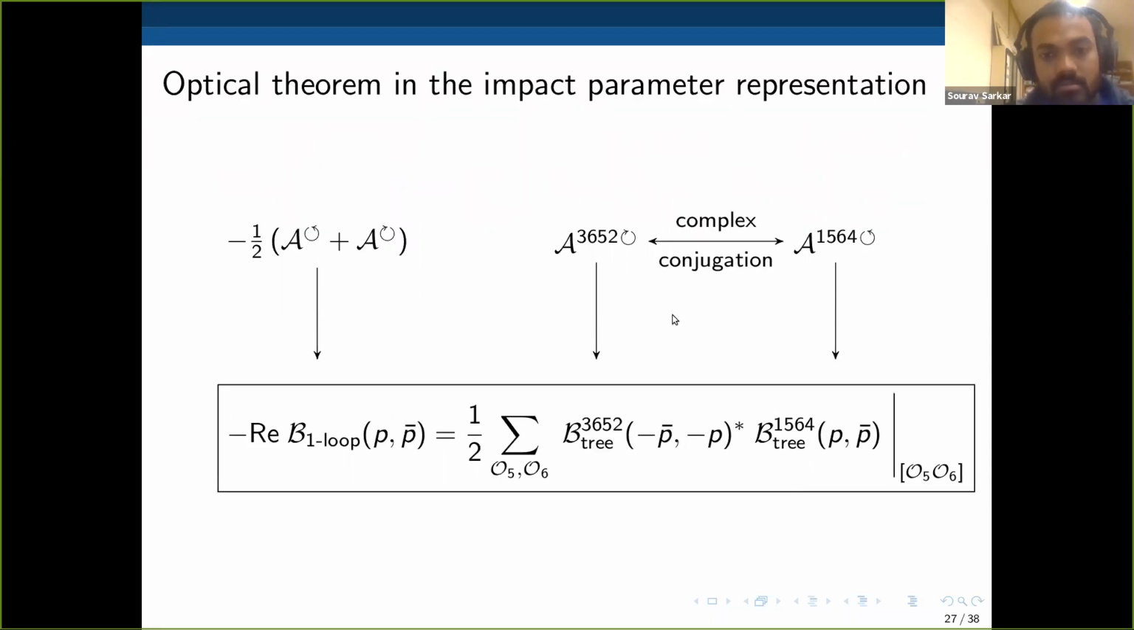So now we want to take the Regge limit optical theorem to the impact parameter representation. On the left hand side we had the disc, which in the Regge limit is equal to the sum of these two Regge sheet correlators, and since they are related by complex conjugation, it gives us the real part of the B.